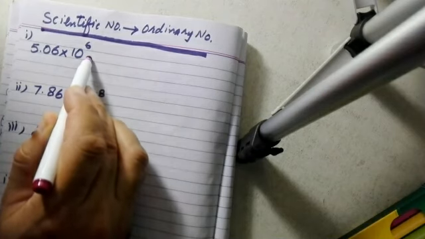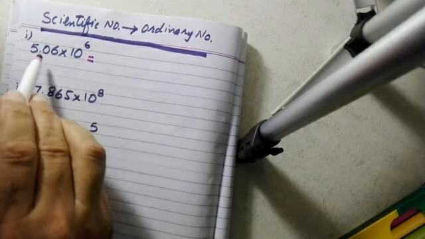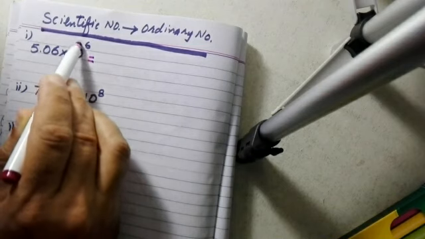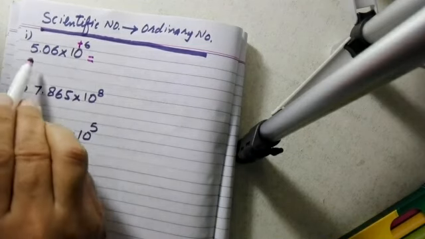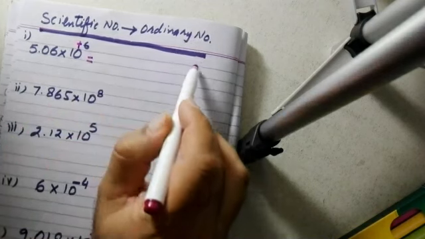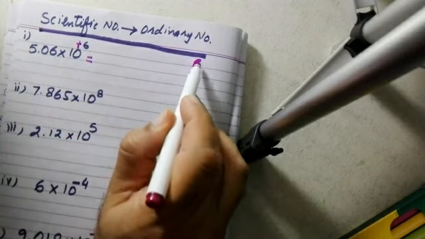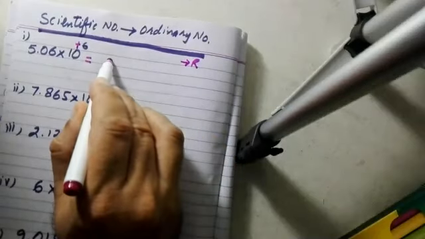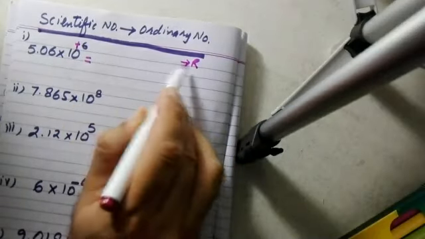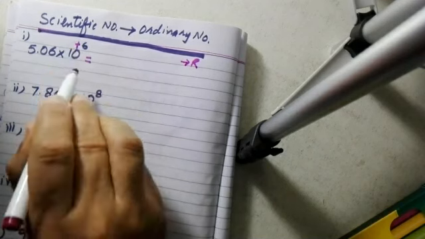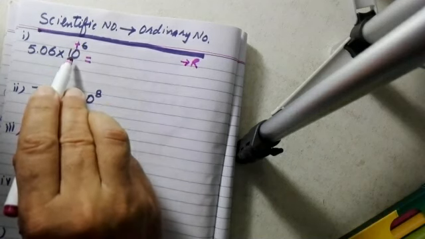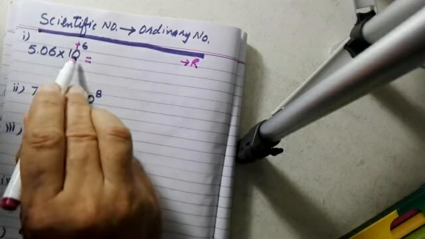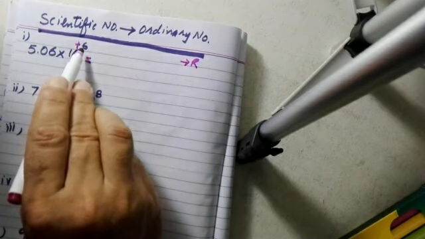So in this format, if the power of 10 is positive, you have to shift the decimal towards the right, and we have to count how many digits to shift, as indicated by the power of 10. Like in this example, 10 raised to power is 6.